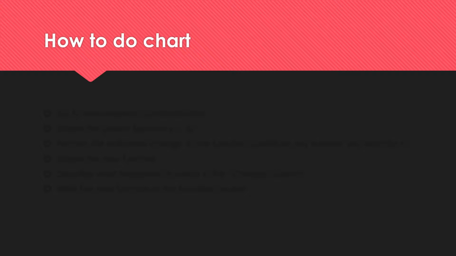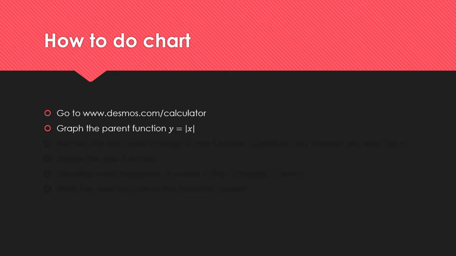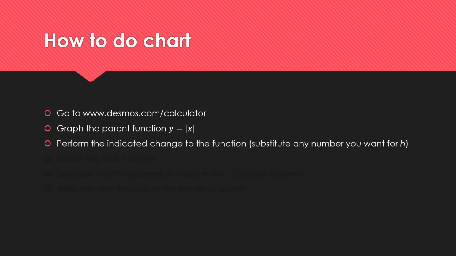So, how do we do the chart? The first thing you want to do is go to www.desmos.com/calculator. From there, you want to type in the parent function and graph it, y equals the absolute value of x. Then, perform any indicated change depending on what line you're working on in the chart. Substitute any number you want for the letter h. Then, graph that new function on Desmos.